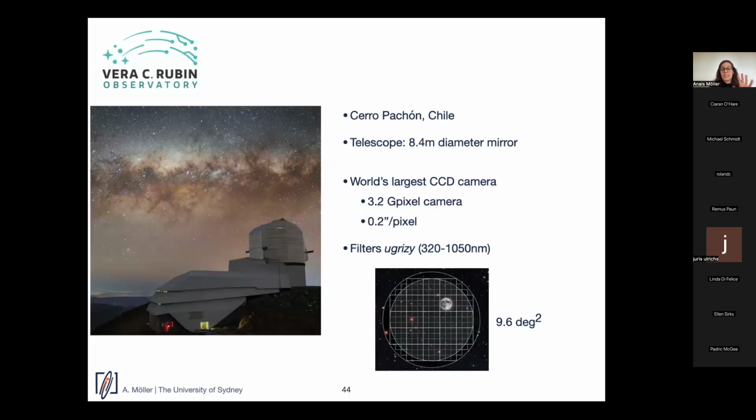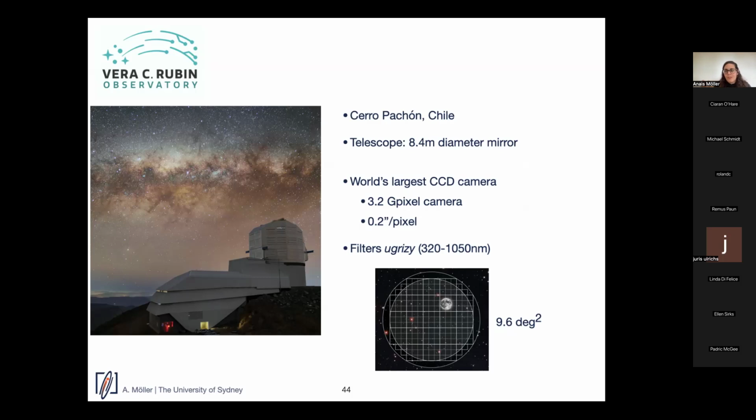So the observatory is in Chile. Basically, we have a telescope of 8-meter diameter and with the world's largest CCD camera, excellent resolution, and we will be imaging the sky from the 300 to 1,000 nanometer bands. Every time the telescope images the sky, the southern sky, it will gather an area of 9.6 square degrees. This is equivalent roughly to 40 full moons.